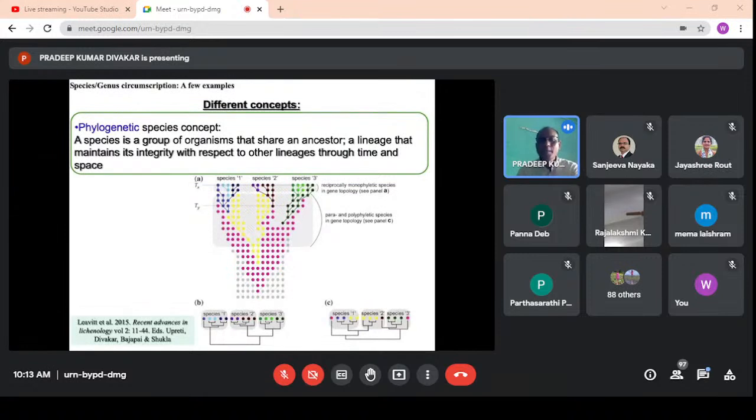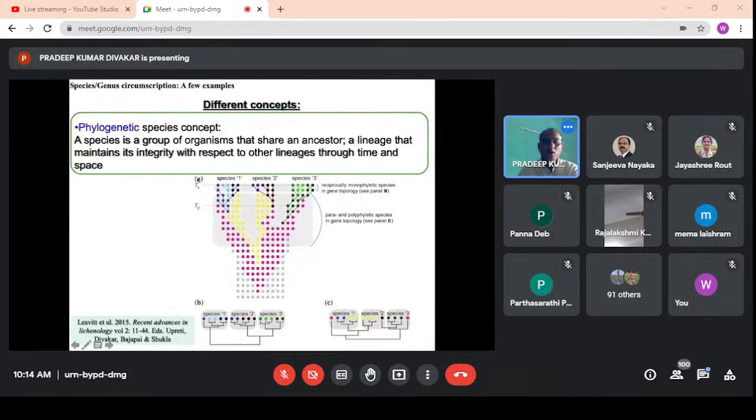But if we sample here at this time period, we will see that the species is para- or polyphyletic. That means the time has not been sufficient for that group for the separation. It's still in the process of speciation. Para- and polyphyletic means the species is still in the process of speciation. The time has not been sufficient for the alleles to fix and the species to get separated independently. So this is the example that I gave of the phylogenetic species concept.